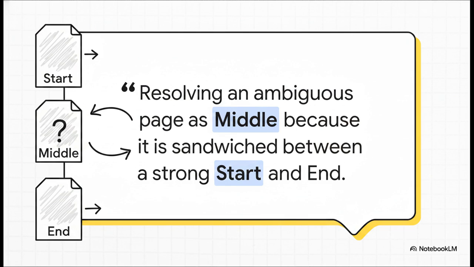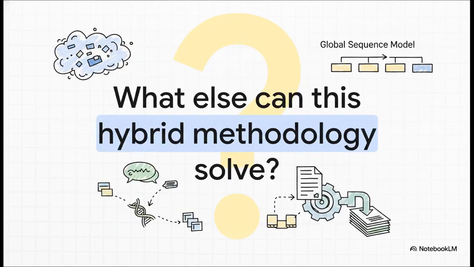I mean, this right here is the true power of the hybrid approach. By combining the rapid feature extraction of a local classifier with the rigorous logical boundaries of a global sequence model, we basically transform a messy, highly error-prone sorting task into a super accurate automated pipeline.